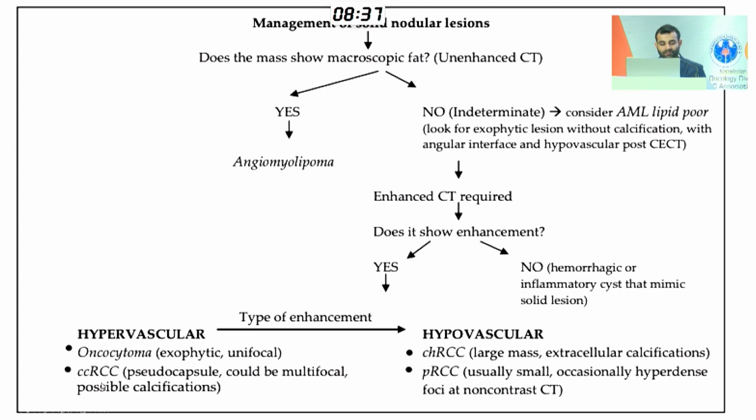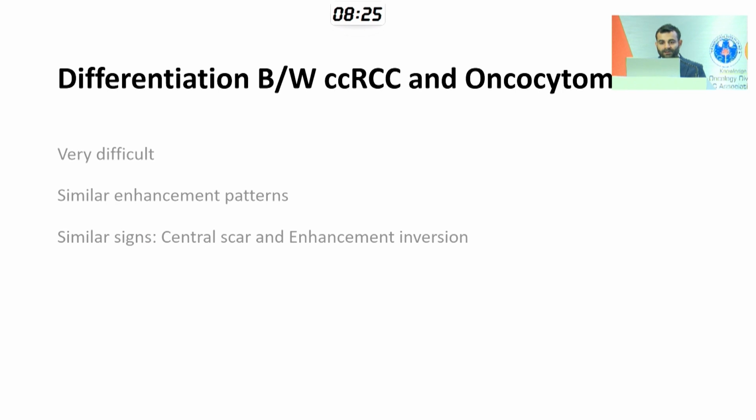So most commonly, oncocytoma and clear cell RCCs are well enhancing tumors, and papillary and chromophobe RCCs are poorly enhancing tumors. Again, it is very difficult to differentiate between clear cell RCCs and oncocytoma on the basis of imaging, because they have very similar enhancement patterns, and they show similar signs, that is, the central scar sign.